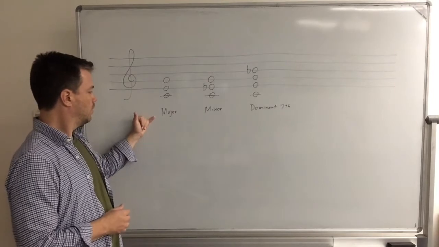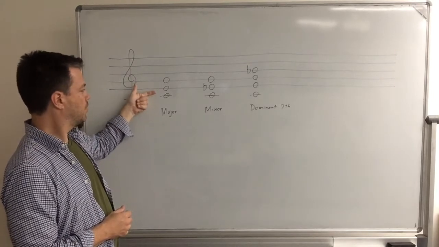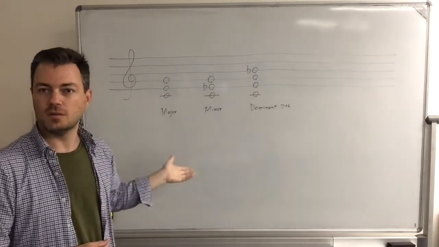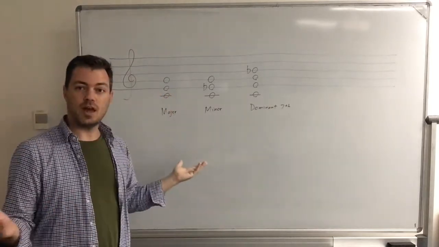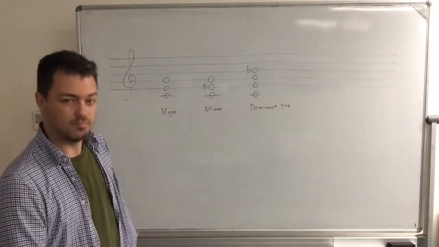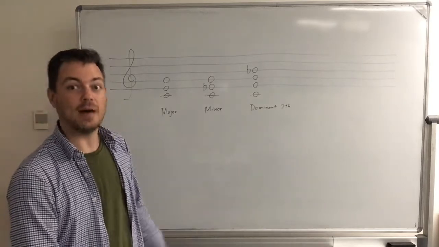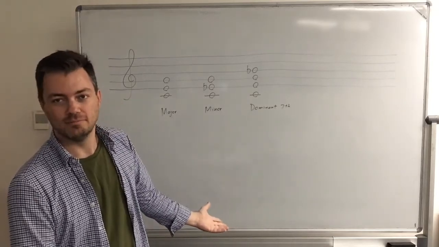So C major is just made up of 3 notes straight from the C major scale, C, E, and G. It sounds very happy. Let's have a listen to it. In basic terms, it's a happy sounding chord, a major chord.